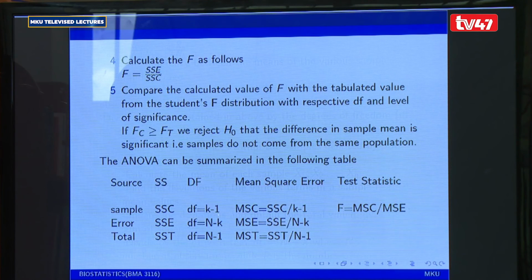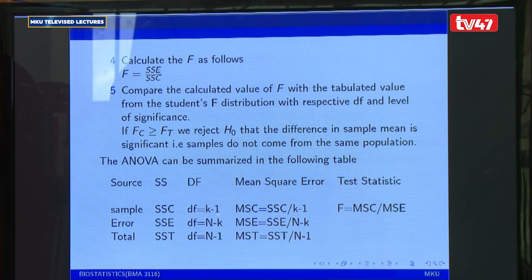Now, step 4, calculate the F. In such a case, when you have more than 2 means, we use what we call the student's F distribution, which is also an improvement on the standard normal distribution. So again, like in the T distribution, we use degrees of freedom, which is the number of observations minus the number of parameters you have estimated. So F is calculated by taking the sum of squares due to errors divided by the sum of squares due to samples, which we have shown how to calculate above.